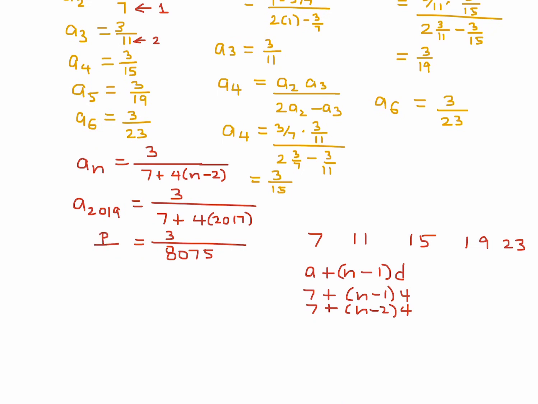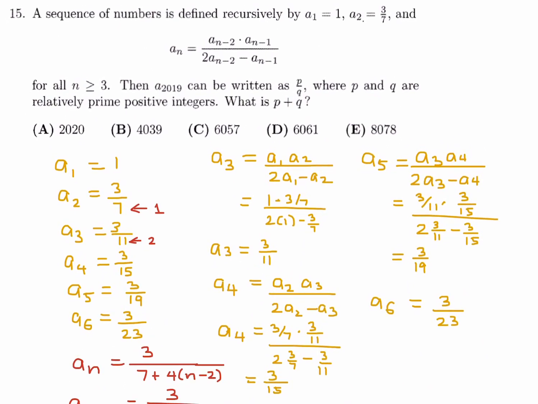This is P over Q. And they want me to find P plus Q. Well, that's 3 plus 8075. And that is 8078. 8078. The answer is E.